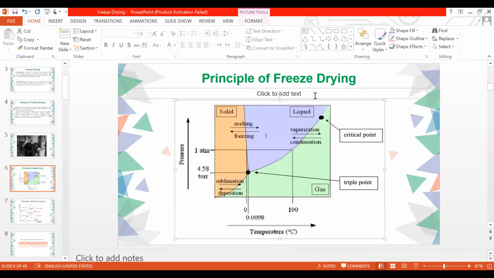Again, the principle of freeze drying depends mainly on the sublimation process. As I said, the sublimation process occurs when the pressure is reduced below the triple point, that means below 4.58 millimeter of mercury, with an increase in temperature. This is the principle of freeze drying.